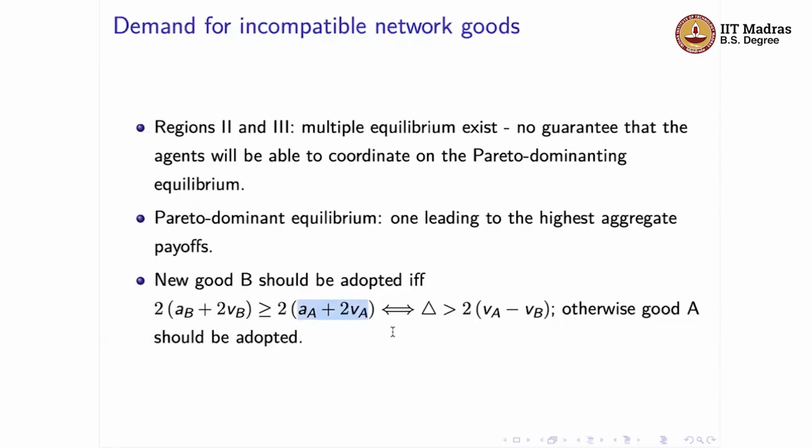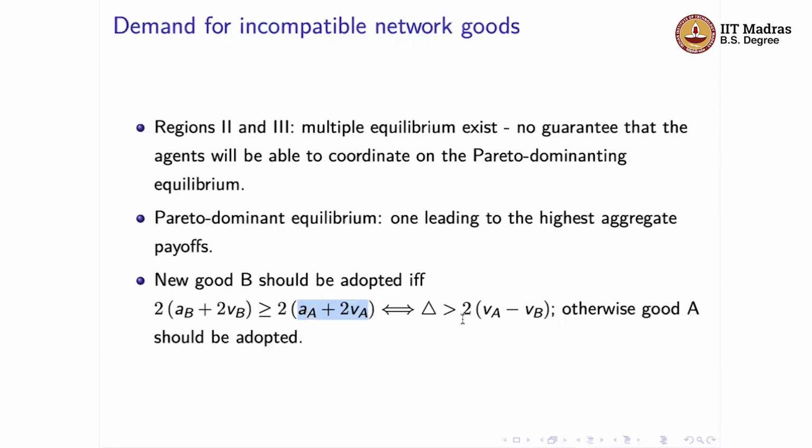So you can cancel the 2, and then this basically becomes an inequality which says that as long as delta is greater than 2VA minus VB, you are going to have that good B should have been adopted, right? There, the total payoff to the players is higher than if they had adopted good A. But if this inequality is reversed, then good A should have been adopted. And if it's an equality, then you are indifferent between which one should be adopted.